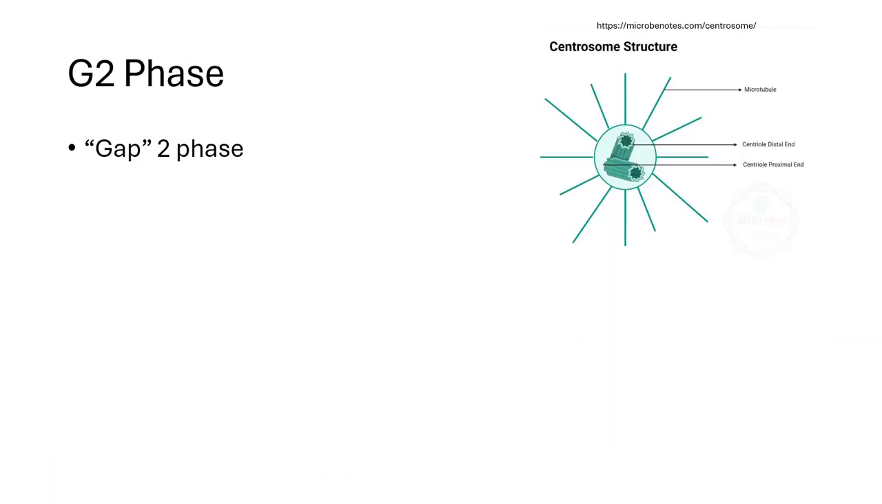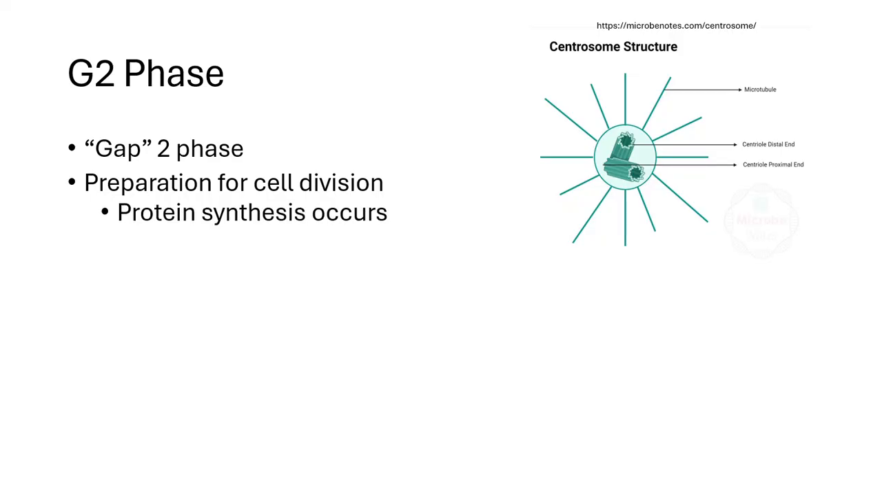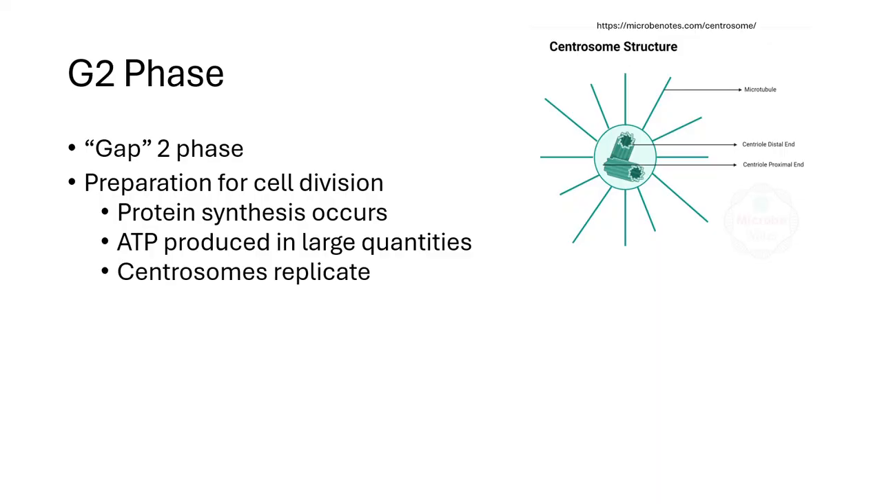After S phase, you're going to have G2 phase, which is the gap 2 phase. Before S phase, a cell has already committed to replicating. So G2 is going to be primarily preparation for actual cell division itself. This is where you're going to have a lot of protein synthesis happen to produce the proteins that are going to be necessary. You're going to produce a lot of ATP to power mitosis, and you're also going to replicate centrosomes.